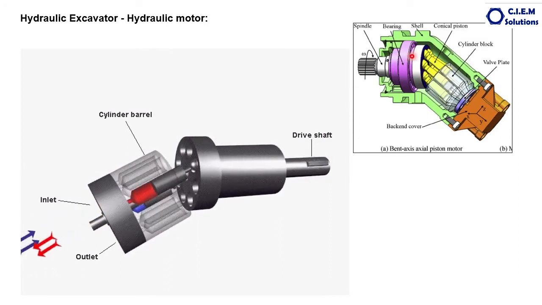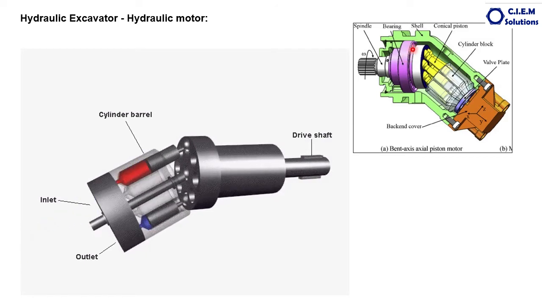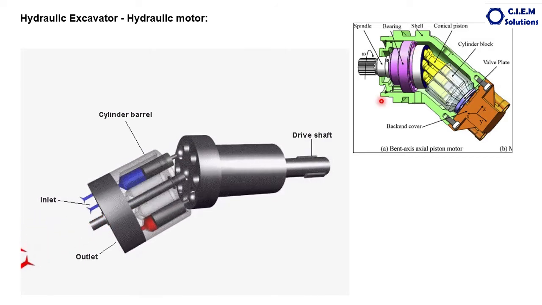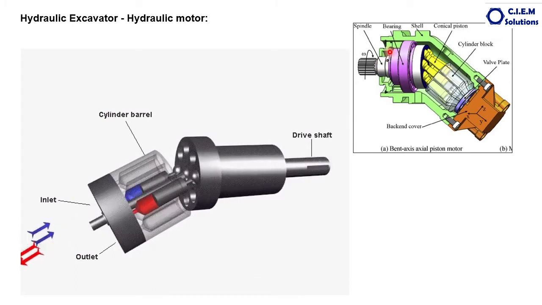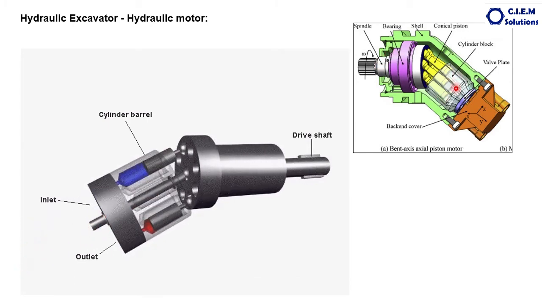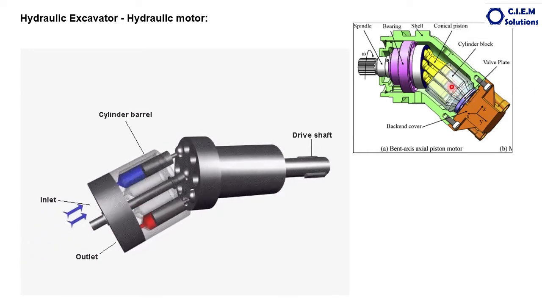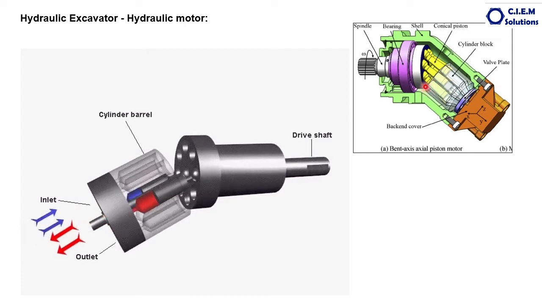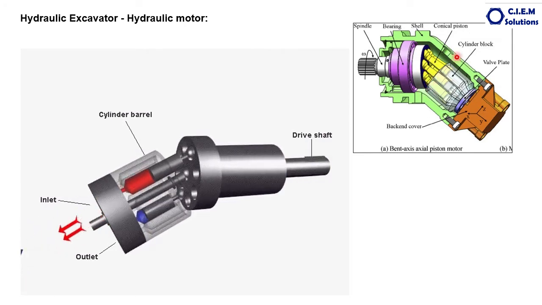It is fixed in a housing with the help of bearings, and some oil seals are provided to prevent oil leakage. And this barrel assembly is arranged at a particular angle to these pistons. You can see this straight line and this line.